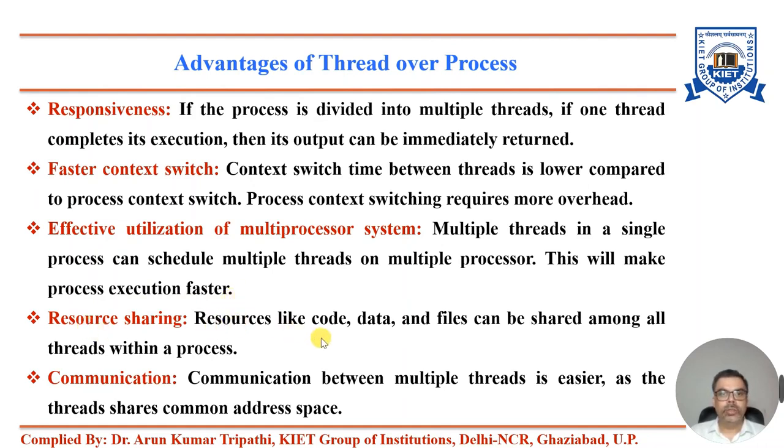Resource sharing. Resources like code, data, and files can be shared among all the threads within a process, as we have already discussed. Communication. Communication between multiple threads is easier as they share the common address space. Means most of the information is shared by the threads, such as code, data, or list of open files, etc.